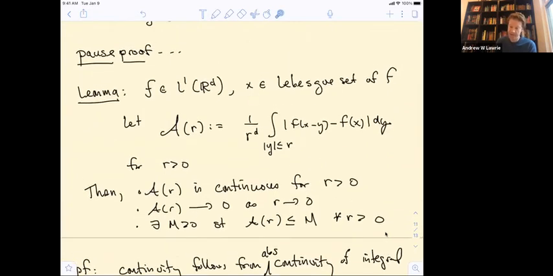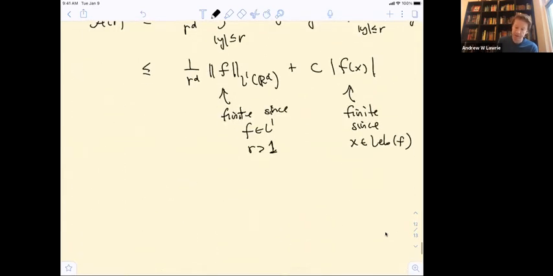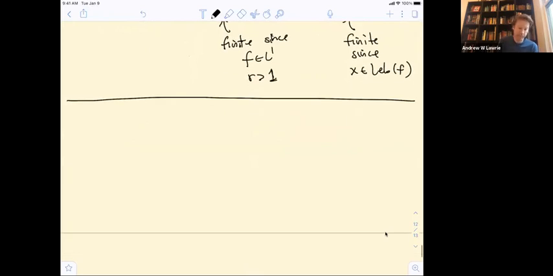In this statement, this bound M depends on x, right? So this is M of x. For each fixed x, this thing is bounded, so the bound isn't uniform in x. All right, so that proves the lemma, and now we can get back to the proof.